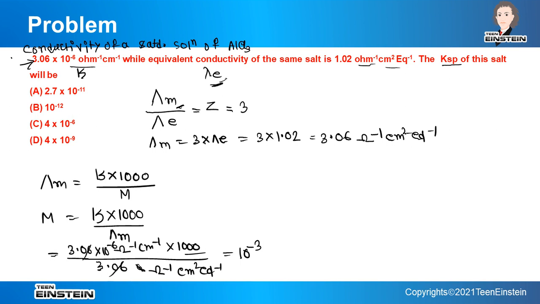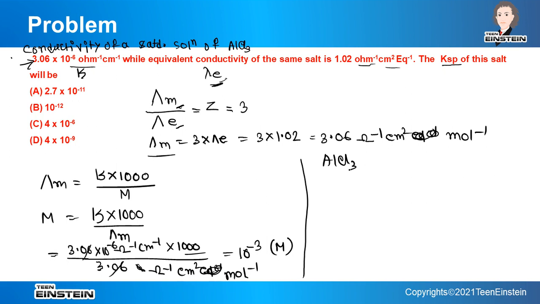It is per mole, not per equivalent, because we are calculating molar conductivity. Per equivalent unit is for lambda E. So it will be finally the molarity. Okay, so now we know the molarity. So when we know the molarity, we can easily find out what will be the Ksp value.